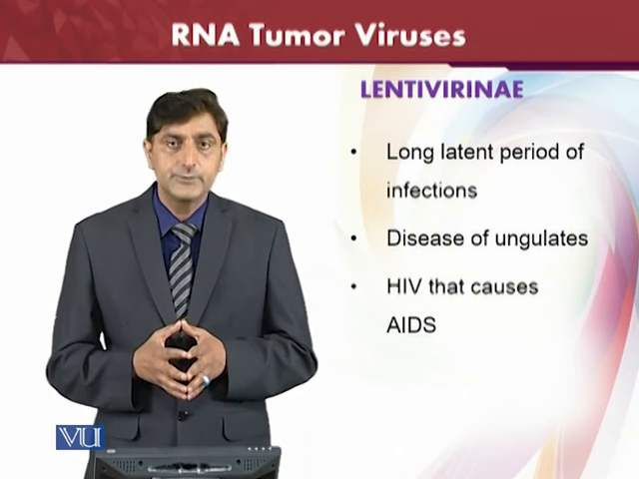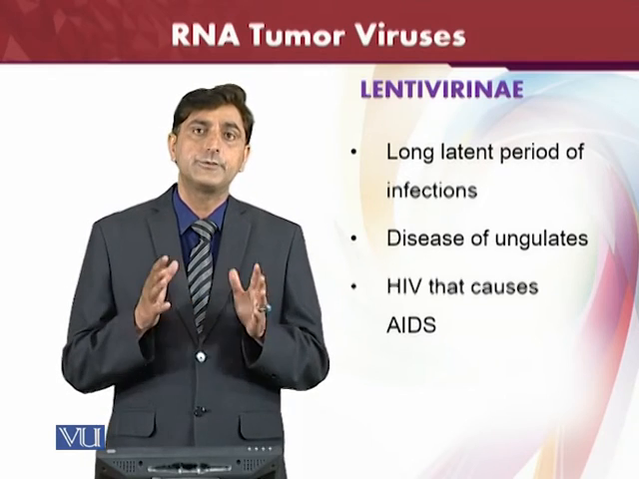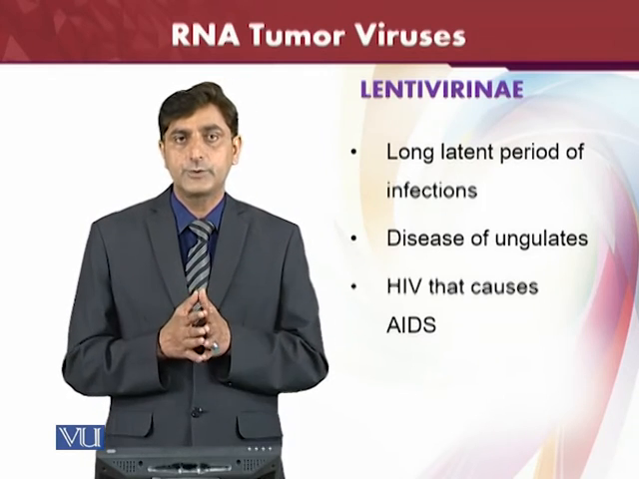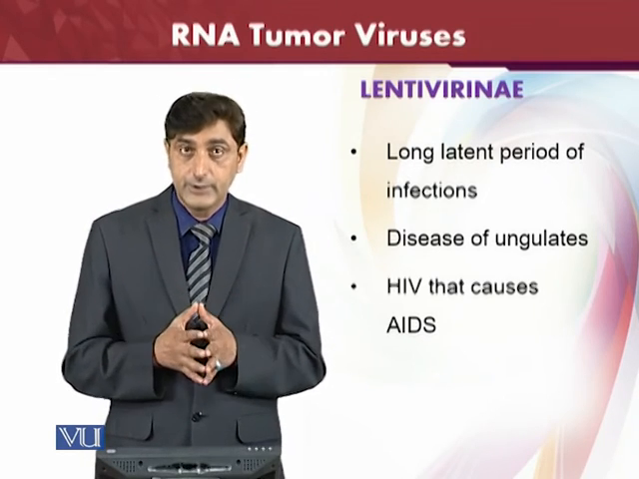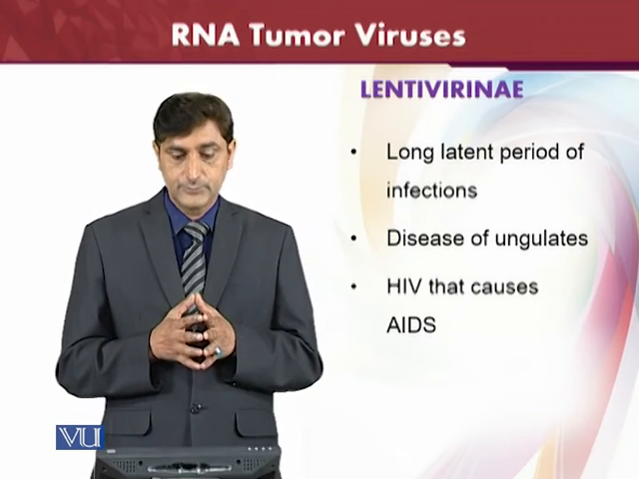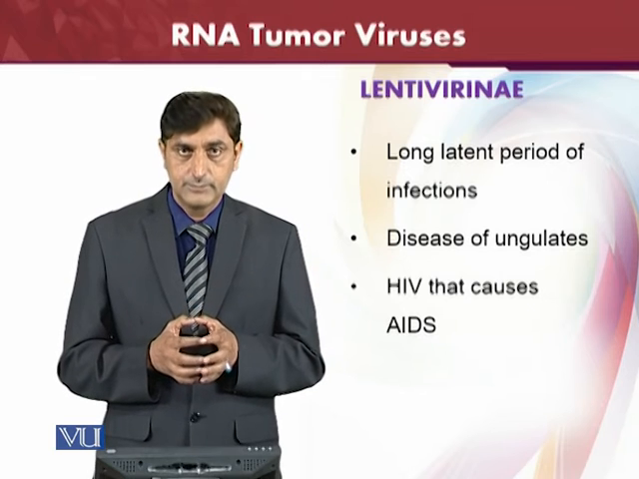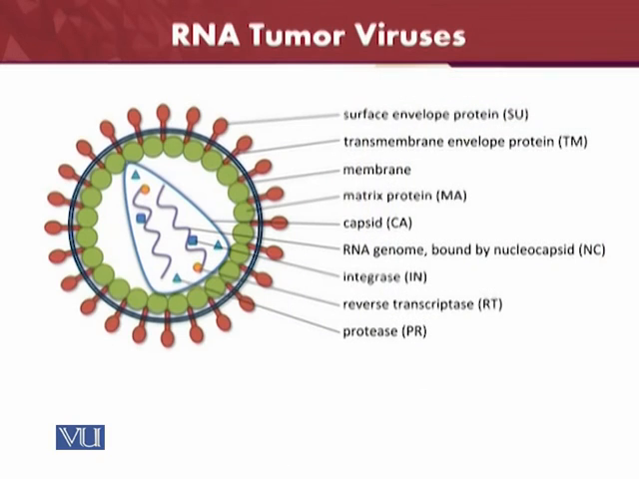So Lenti viruses have a long latent period. They are capable of residing inside the body, hidden inside the body, in latency. Then there is disease of the ungulates as well, and then HIV, which causes AIDS, acquired immunodeficiency syndrome, in human beings. So, the structure of the RNA oncogenic viruses.